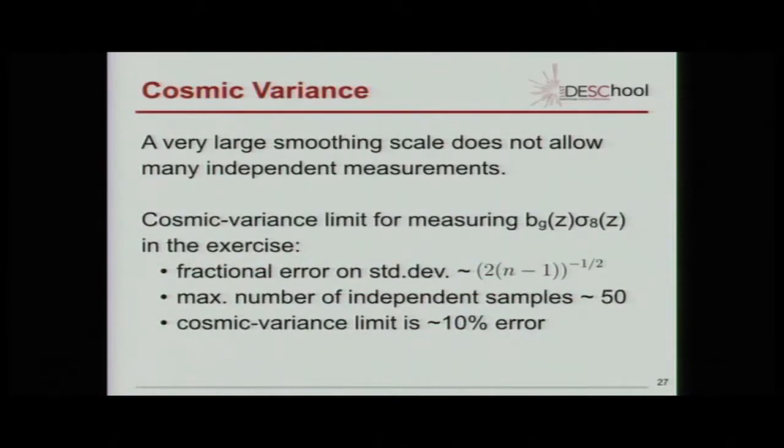So for the experiment we did, where we measured bias times sigma 8, the fractional error on the standard deviation goes like this. There's exactly 50 quarters worth of area on those graphs I gave you. So that means the cosmic variance limit is a 10% error.